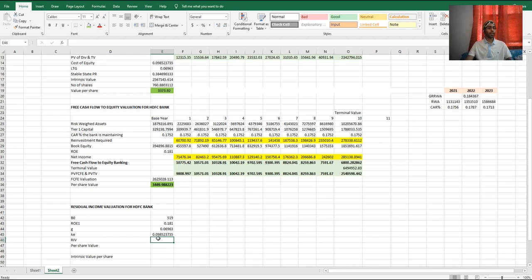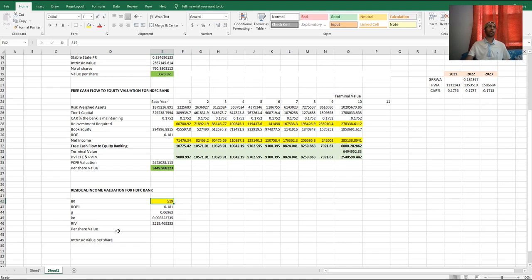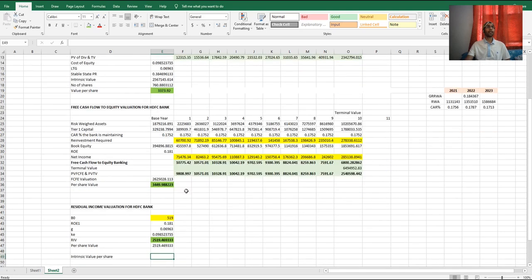Therefore, the residual income value is equal to book value at 0 plus again book value at 0 multiplied by return on equity at 1 minus long-term growth rate divided by cost of equity minus long-term growth rate. This entire expression comes to be 2519. Because the book value we have taken is a per share value, the residual income valuation that is coming is also a per share value. So the value per share is equal to this only. So we do not need to separately find out the value per share here. It is 2519.469. So our valuations are complete here.